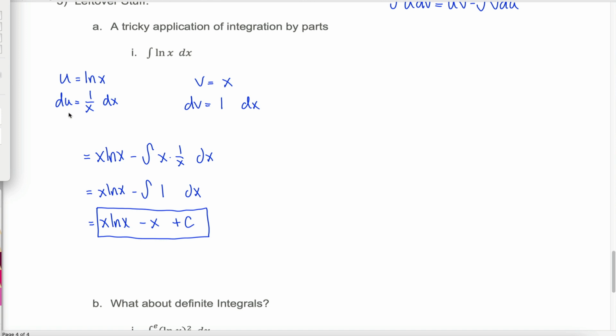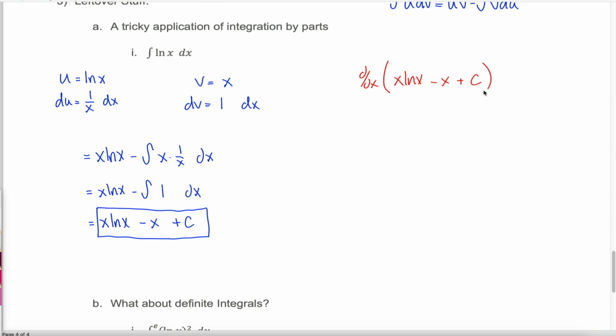In case you think that this was some like smoke and mirrors thing and this doesn't work out, look what happens when you check your answer. When you take the derivative of x natural log of x minus x plus c. Let's think about what happens. Going back to chapter 2, we got the derivative of a sum or difference of 3 different terms. So we take the derivative of each one individually. X natural log of x minus the derivative of x plus the derivative of a constant.